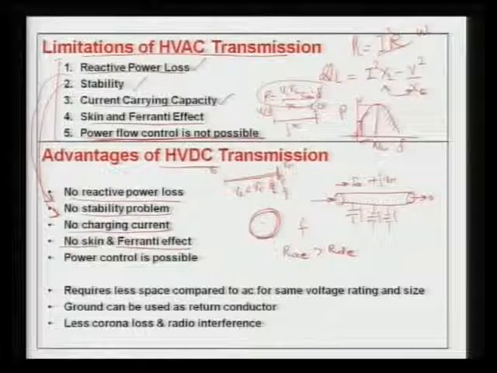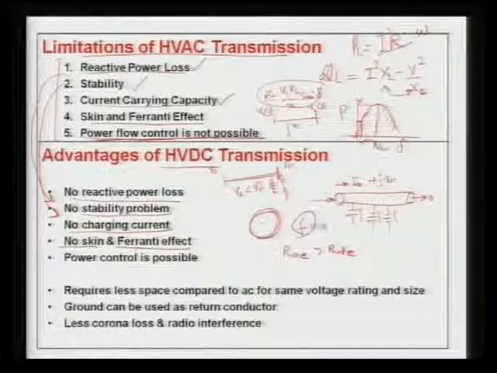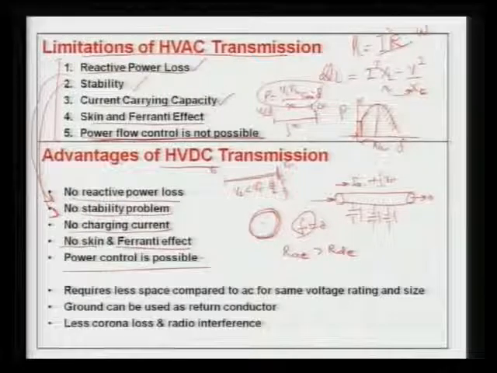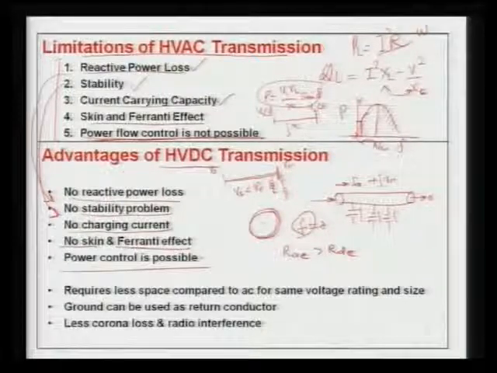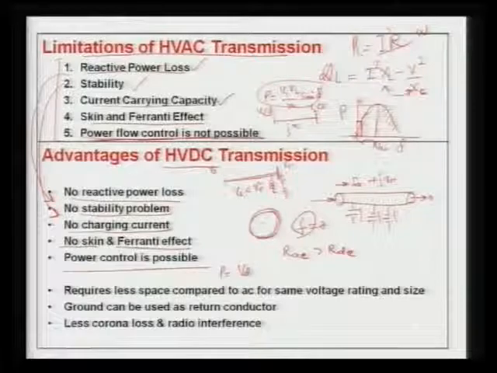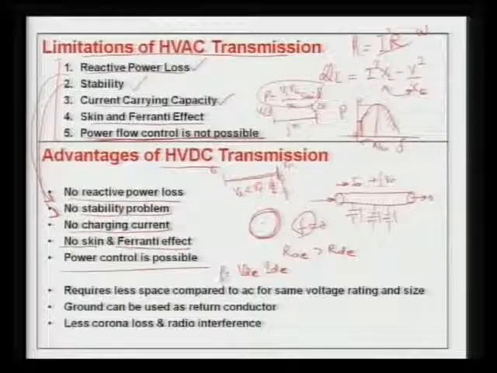Skin effect is not there because the frequency is 0 in the DC system, and power flow control is possible. We can control our converters in such a way that we can control the power, because the DC power is PDC equals VDC into IDC, the DC voltage multiplied by the DC current, and this is called your PDC.